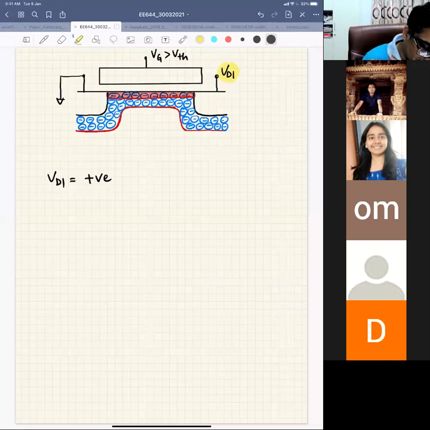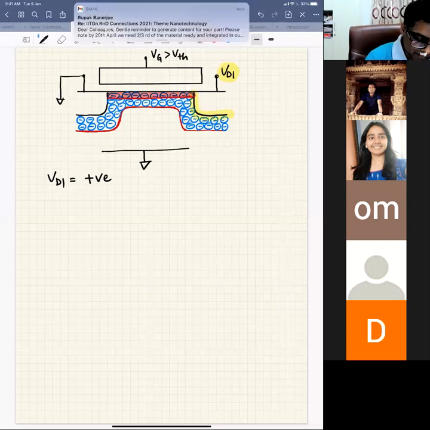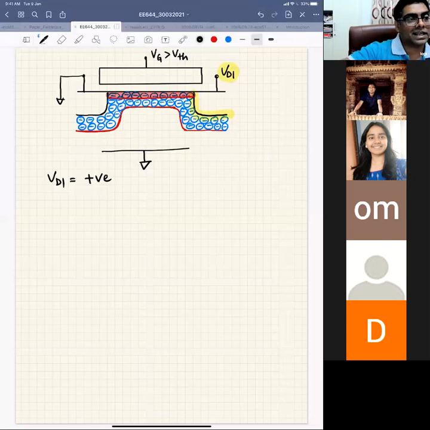If you look at this junction, sorry, the drain and body junction, because your body is at ground, when you apply some drain voltage, you are reverse biasing your drain and body junction. When you reverse bias, your depletion width in the drain side will increase, while your depletion width in the source side will remain the same, because the source side anyway is grounded. So what will happen?